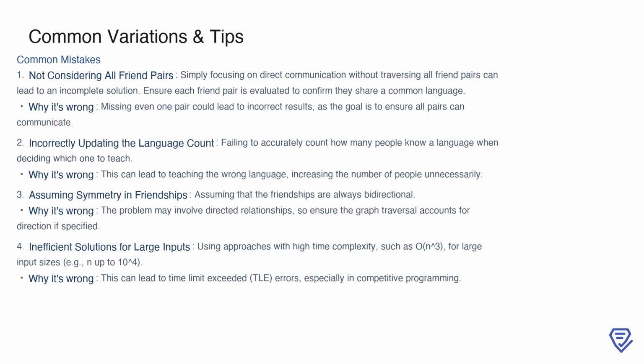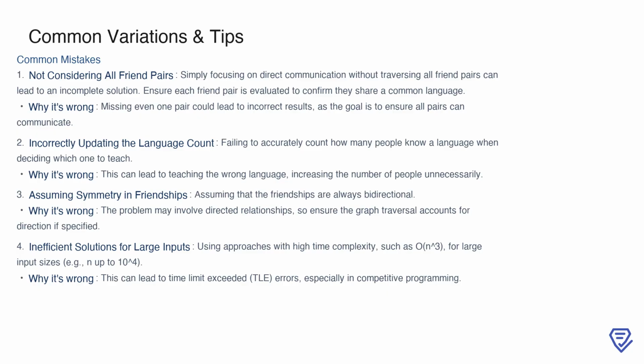When tackling this problem, there are several common pitfalls to watch out for. First, failing to consider all friend pairs can be a major oversight. It's not enough to just focus on direct communication, every friend pair in the input needs to be evaluated to ensure they share a common language. If even one pair is missed, the solution could be incorrect because the ultimate goal is to guarantee that all pairs can communicate. Another mistake is inaccurately updating the language count.